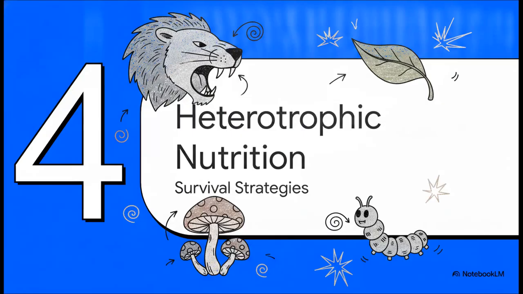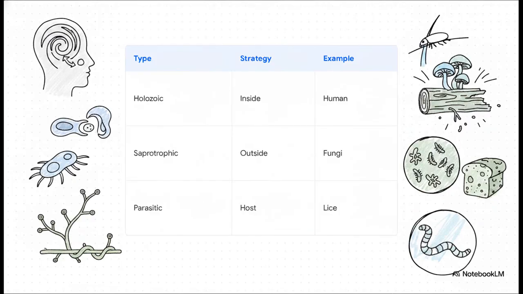So the opening and closing is a purely physical, mechanical response driven entirely by water. Which brings us to Section 4, types of heterotrophic nutrition. Obviously, if you can't make your own food like a plant, you've got to find it. Let's walk through 3 different survival strategies here. First up is holozoic nutrition.